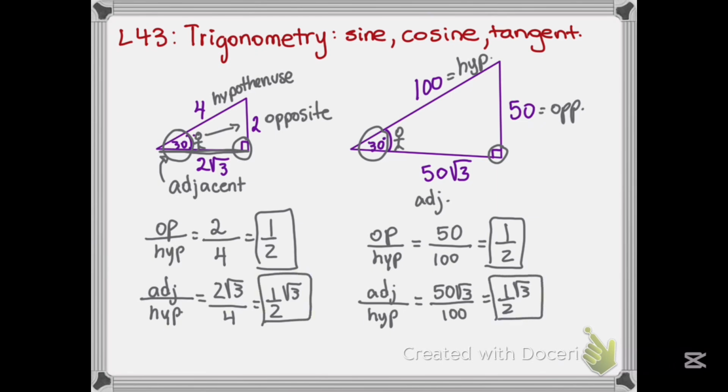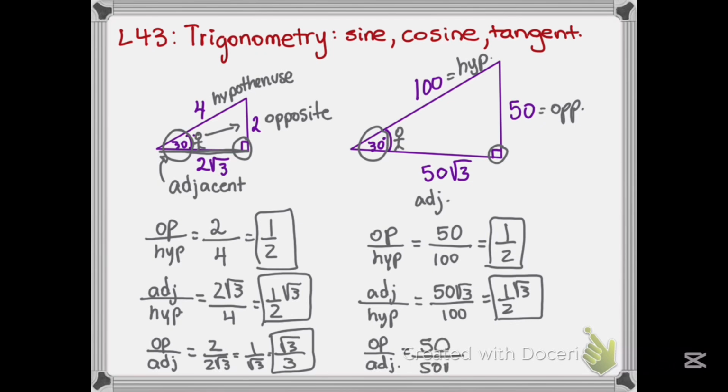And then finally, if I compare opposite over adjacent in both of the triangles, we will see that we also get the same answer. The first one would be 2 over 2 square root of 3. If I simplify that, that is 1 over square root of 3, which is square root of 3 over 3. And again, you can put this in the calculator and get an approximate answer with decimals. But if I do it here, I get exactly the same. 50 over 50 square root of 3. The 50's cancel, and so it's 1 over square root of 3. And if I rationalize, then I get the same answer, square root of 3 over 3.